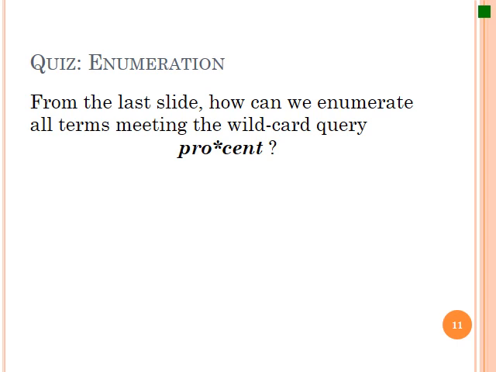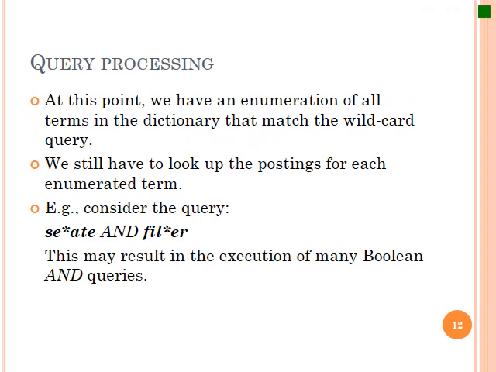Okay, so let's carry on. At this point, we have learned a way of enumerating all the terms in the dictionary that satisfy a certain wildcard query. But that's not enough. Once we have all these enumerated terms, we still have to get to the posting lists. So consider this query: SE star AEN FIOL star ER. This query consists of two wildcard queries.